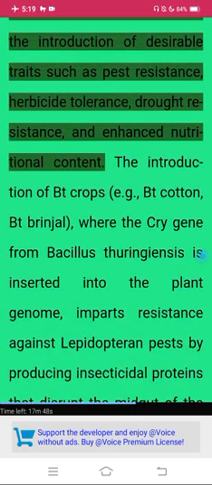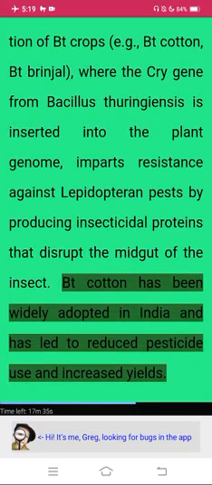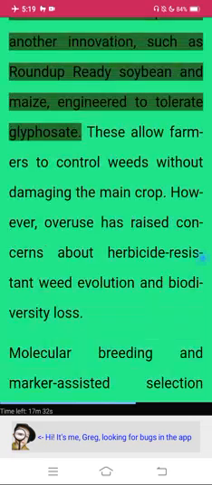Genetic modification enables the introduction of desirable traits such as pest resistance, herbicide tolerance, drought resistance, and enhanced nutritional content. The introduction of Bt crops, e.g., Bt cotton, Bt brinjal, where the cry gene from Bacillus thuringiensis is inserted into the plant genome, imparts resistance against Lepidopteran pests by producing insecticidal proteins that disrupt the gut of the insect. Bt cotton has been widely adopted in India and has led to reduced pesticide use and increased yields.